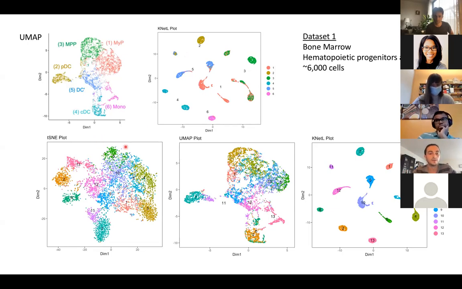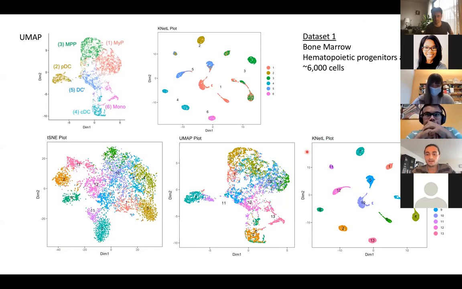If we go back and look at tSNE, tSNE would look like this for us. Again, this is the UMAP now overlaid with clustering from, sorry, one second, I just can't see my screen. Okay.